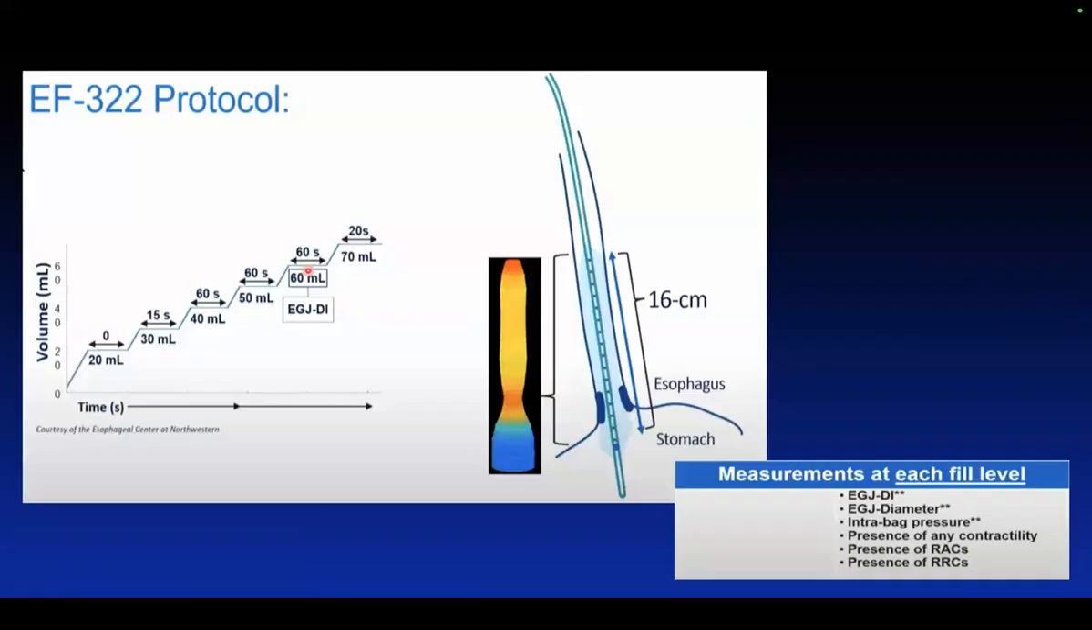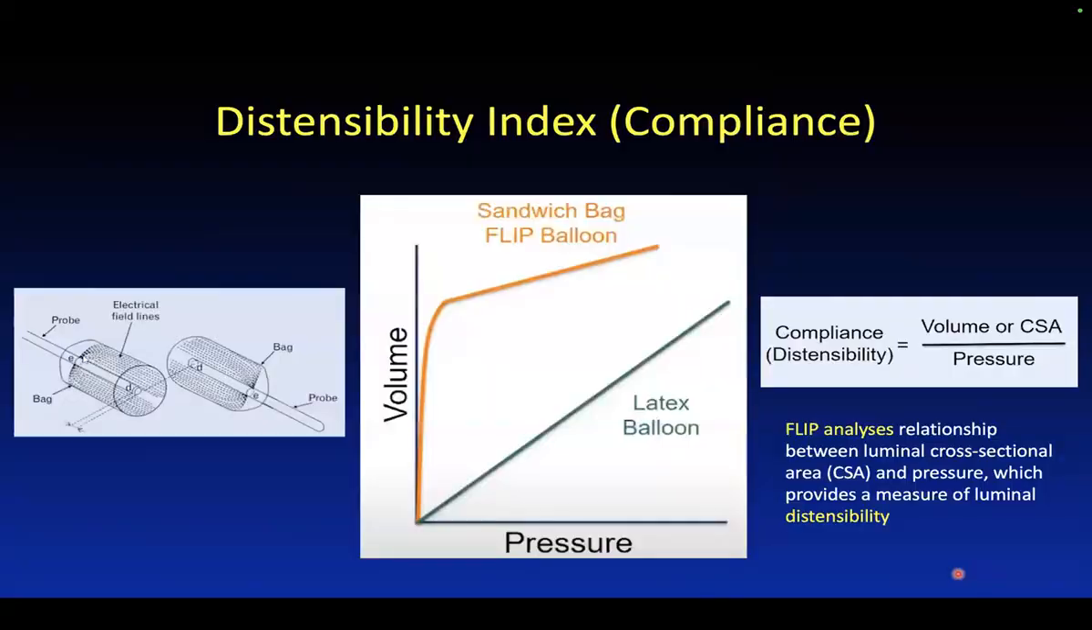Okay, the various metrics that are assessed when you do an EndoFLIP are the distensibility index, that is the DI. You look at the diameter of the lumen, you look at the intra-bag pressures, and you look for any contractility or contraction waves that you can see in the esophagus above, and some of these contractions are unique. They are called repetitive antegrade contractions or repetitive retrograde contractions. Okay, so these are the unique types of contractions which have been labeled. Okay, so how this balloon is different is that it is actually a very compliant balloon.